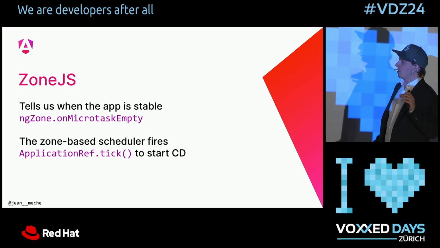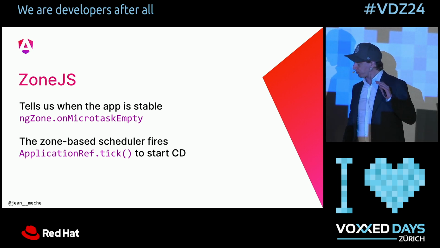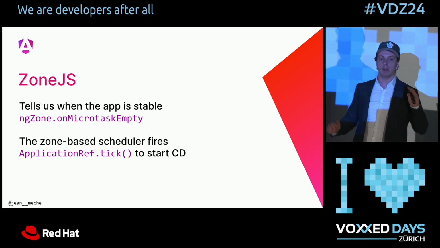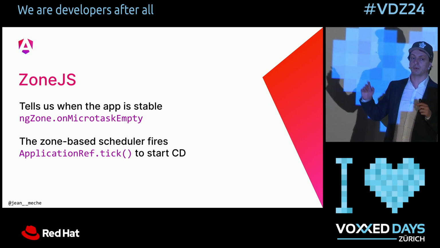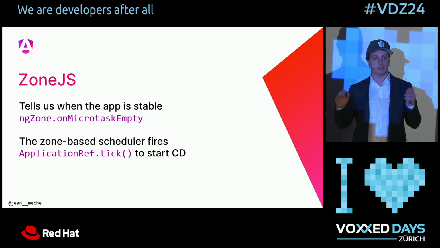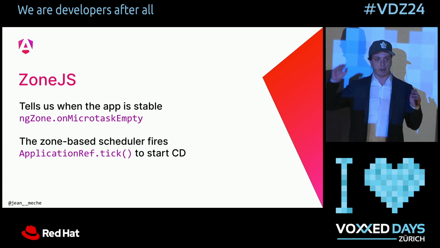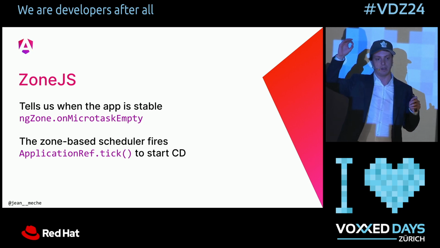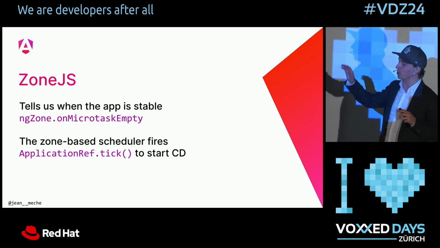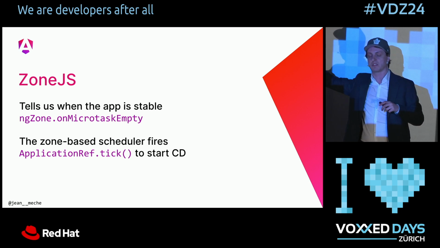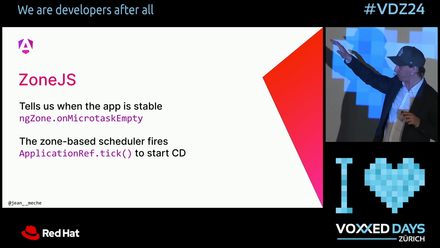So the zone-based scheduler will fire what we call ApplicationRef.tick. That's what I showed before at the top of our app. From the top, a tick will trigger change detection down the whole tree. And this is done automatically, so you probably never call ApplicationRef.tick yourself.